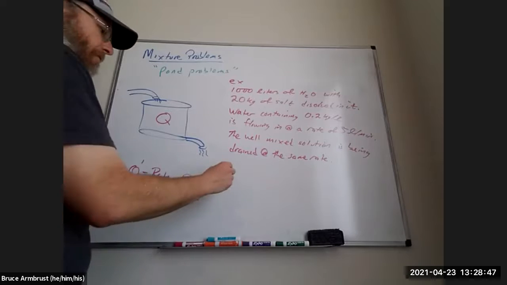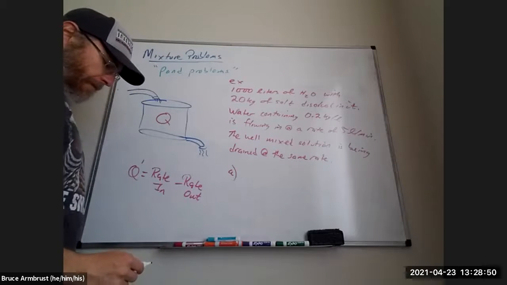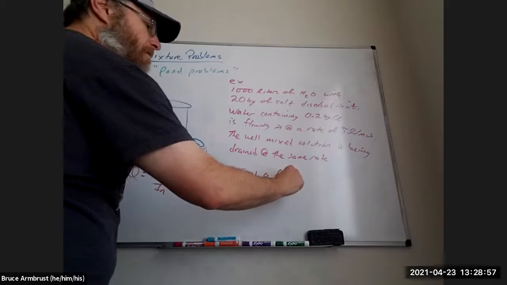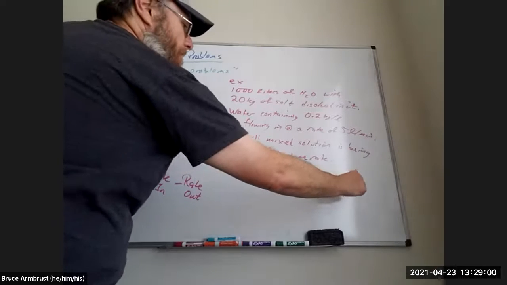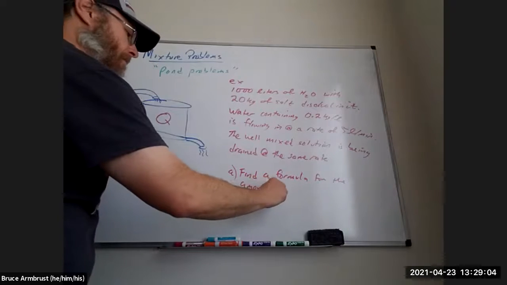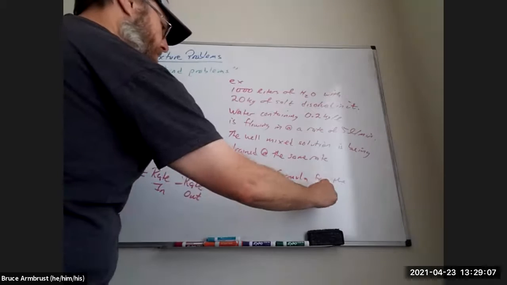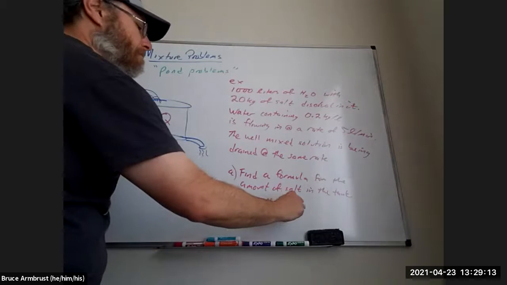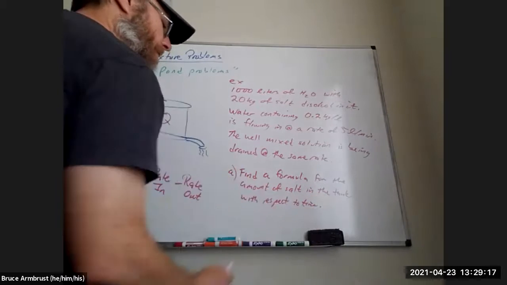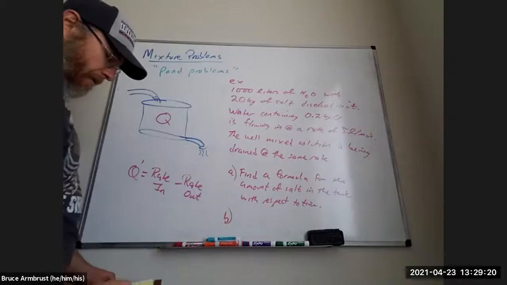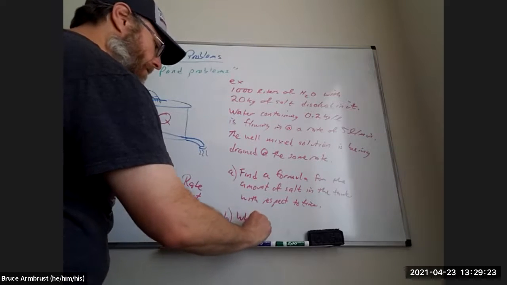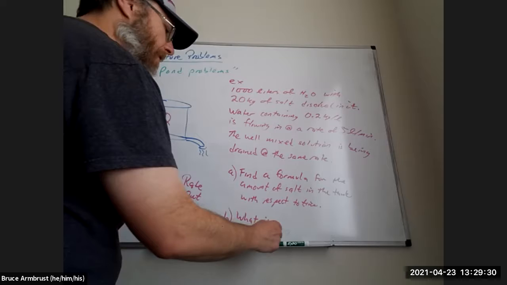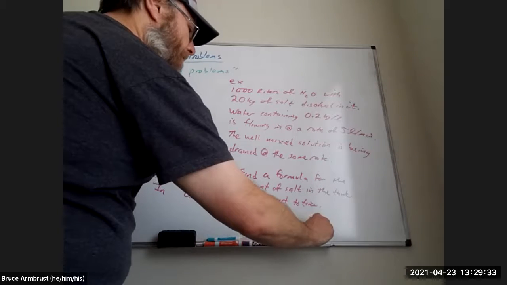So we're going to do two things. The first question, so I guess this will be part A. Part A is going to be, find a formula for the amount of salt in the tank, and I'm going to put here with respect to time because that's really what we're curious about. And then part B is going to be, what is the limiting value in terms of this salt. So I'm going to put here, what is the limiting amount of salt.